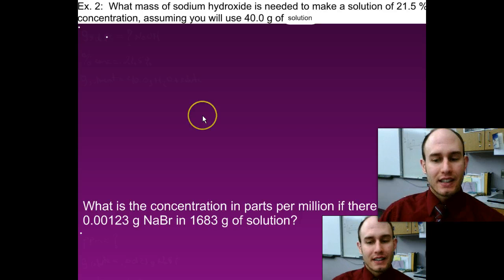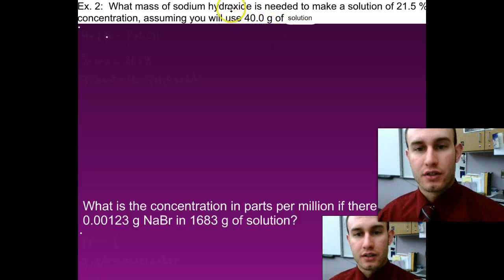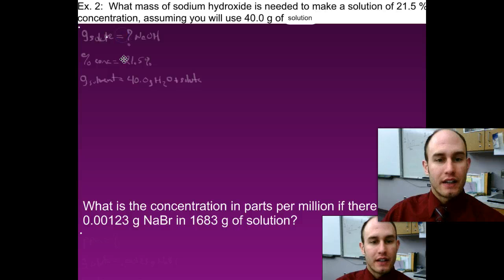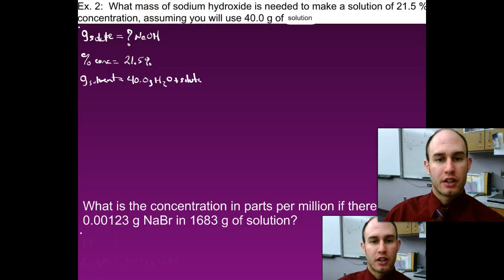So it's a second example problem, finding the mass of sodium hydroxide in a 21.5% concentration solution, assuming that we have 40 grams of the solution present. So basically, let's identify our givens and our unknown here. We're asked to find the solute, in this case, what's being dissolved, the sodium hydroxide. We're given percent concentration, and we're also given the grams of the solution, which is, again, the solvent plus the solute.